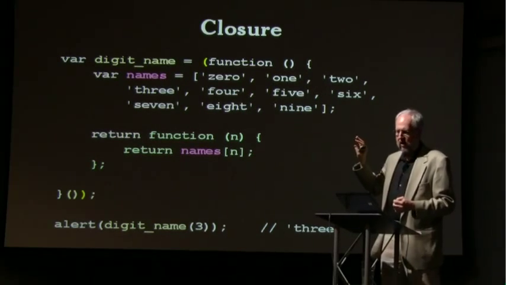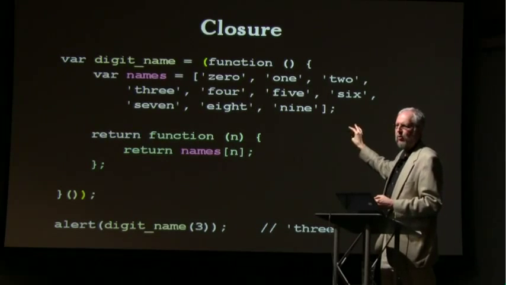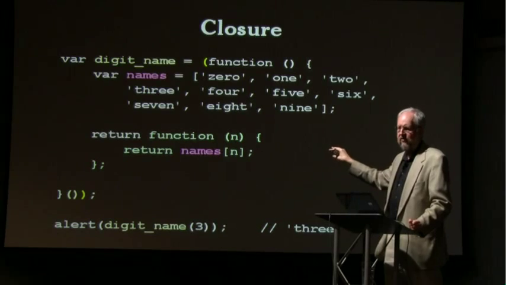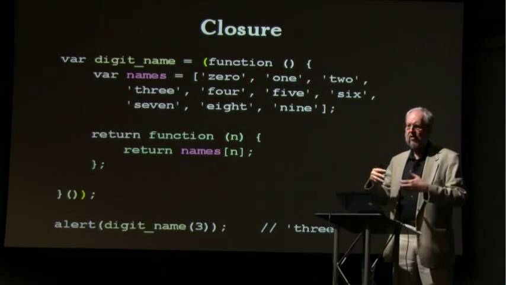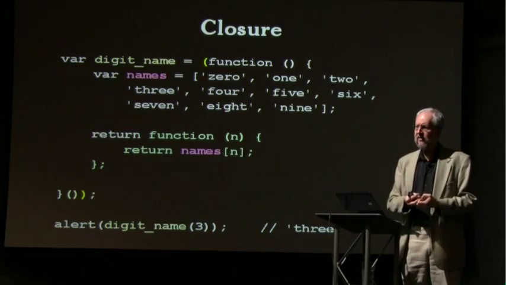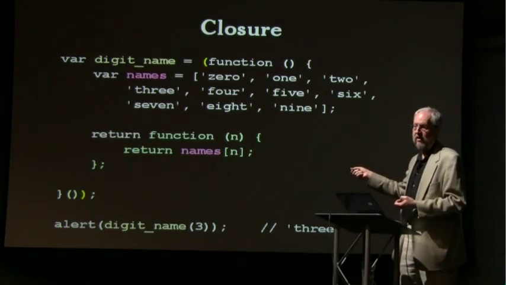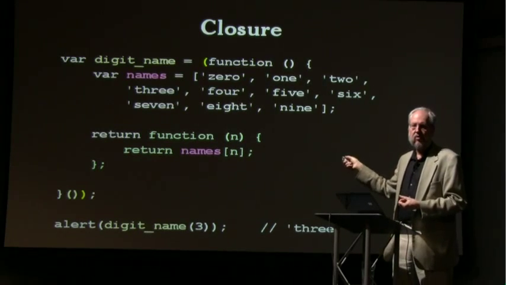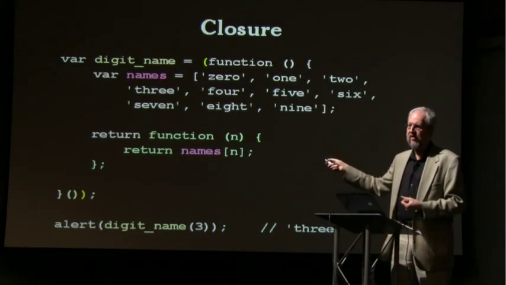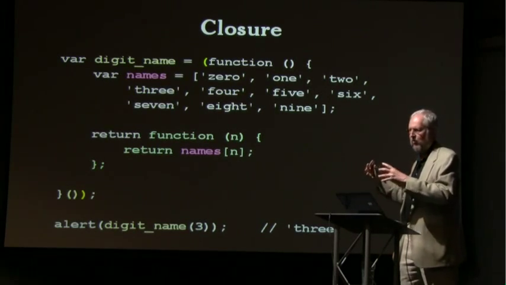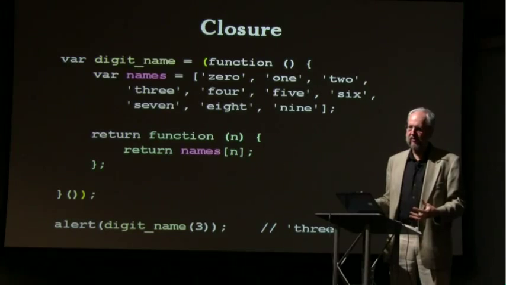So we assign the return value of the outer function to digit name. The outer function has now returned. Digit name now contains a function, which is the green function, and that green function still has access to names, even though names is a private variable of a function that's already returned. That's closure. That one function closes over the variables of another function.